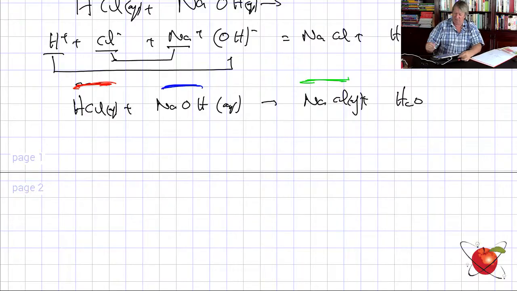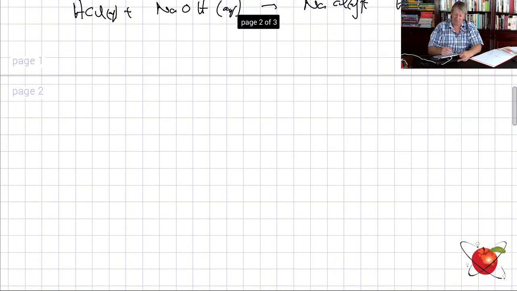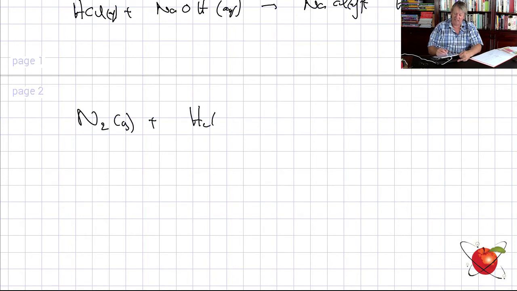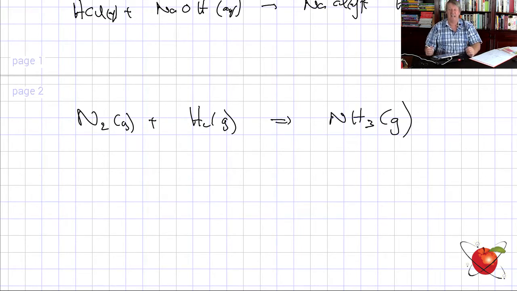By the same token, if we are making, do you remember this reaction? It's the Haber process, the Haber process, manufacturing ammonia. Remember, whoops, I don't want it to go green, definitely not. I want it to go back to my original. Nitrogen gas plus hydrogen gas going to NH3 gas, which is an ammonia gas.